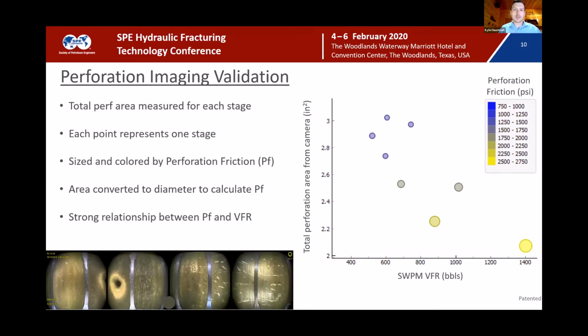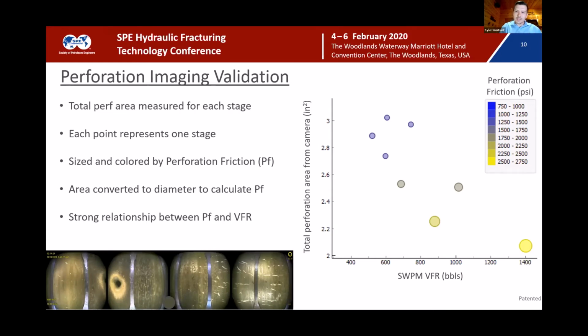Perf friction is a function of diameter to the 4th power, so maintaining an equal hole size is very critical to do that. The plot on the right is showing total perforation area for each stage. So each point is a total area measured from one stage. They're sized and colored by perforation friction, using the orifice equation to calculate perf friction. We have a larger area on top, smaller area on bottom, and the x-axis is volume to first response.